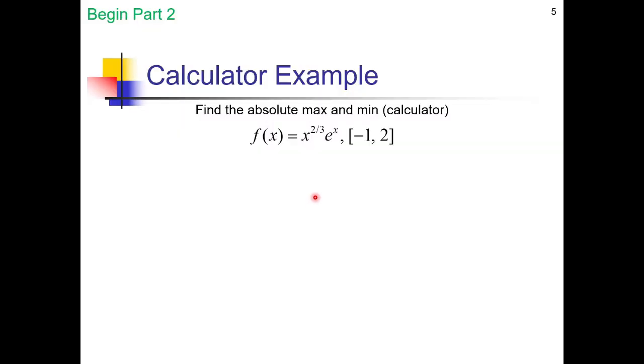Welcome back. You're joining us for part 2 of this lesson on finding absolute max and min. In this one, we're going to be figuring out the absolute max and min of this f of x function using a calculator. Now you might be saying, oh, this is awesome.